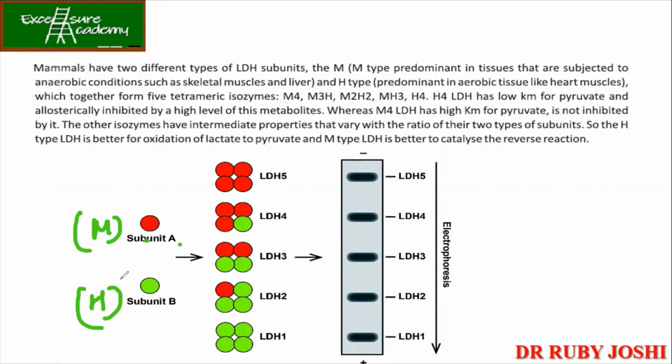The M type subunit is predominant in tissues which are subjected to anaerobic conditions, like muscles. And then you have the H type, which is predominant in aerobic tissues like heart muscles. So guys, remember, subunit A is M, subunit B is H. Okay, so LDH 1, 2, 3, 4, 5. Now this is what your PAGE shows, because it's a protein, right? Polyacrylamide gel electrophoresis. So what do you see in this? Which protein is going to have more molecular weight according to this figure?